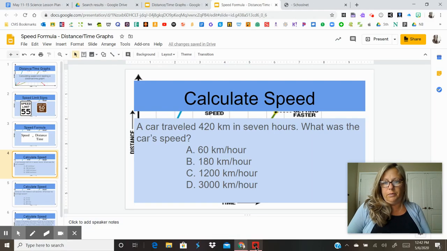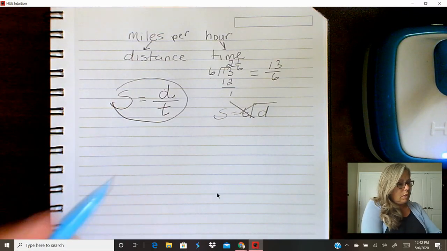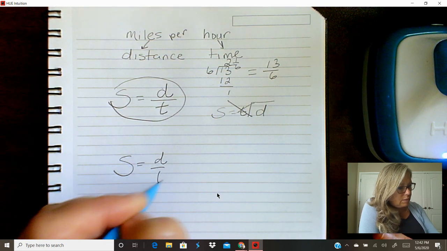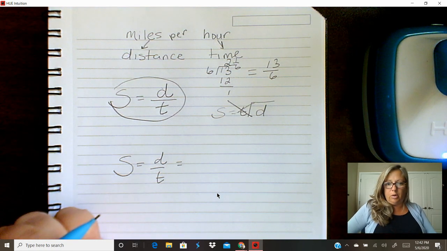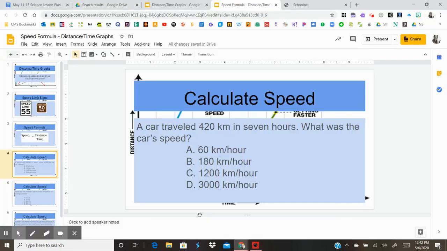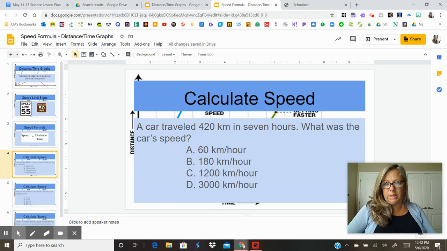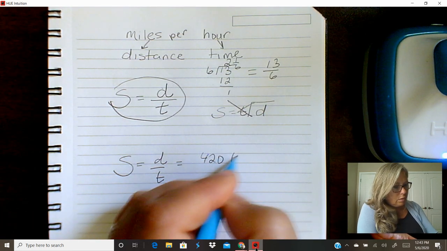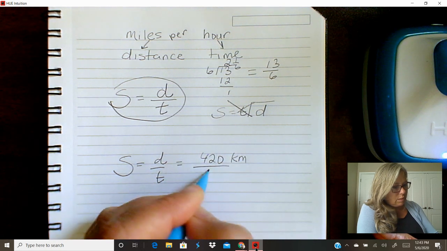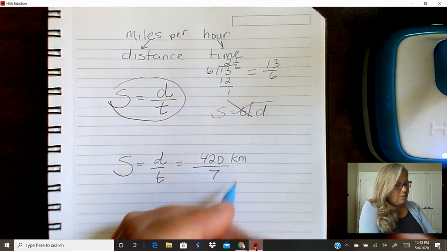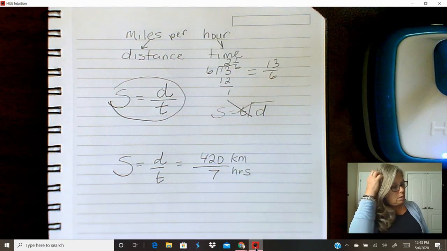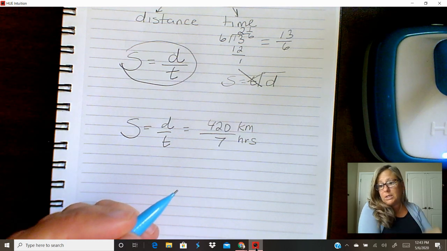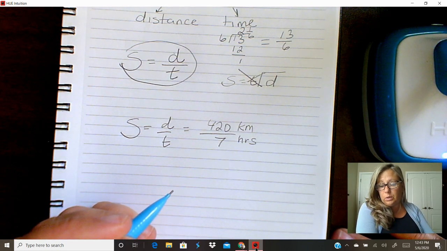So let's go back and fill that into the formula. If the formula is speed equals distance divided by time, and I go back and look, it was 420 kilometers, correct? Divided by 7 hours. Then it would be 420 kilometers divided by 7 hours. Now all I have to do is do my math. I can probably do mental math for this because I know that 6 times 7 is 42.